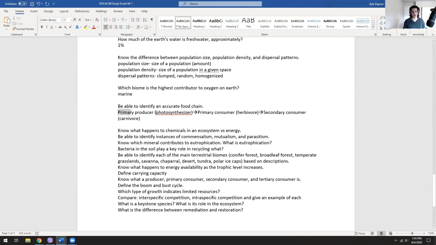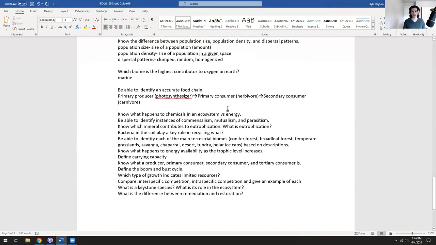So this could be grass. If there's grass outside, your primary consumer would be like bunny, and then your secondary consumer would be like coyote. So the arrows move in the direction of energy flow. Your primary producers are giving the energy to your bunny, and then your bunny is giving the energy to your coyote.